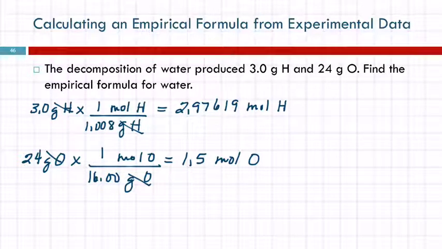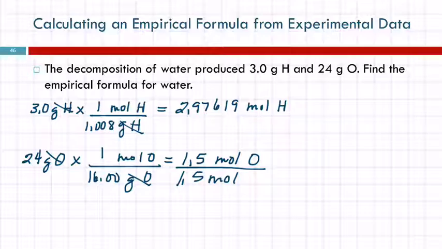Now we want the mole ratio. So what we're going to do is pick the smallest number and divide both of them by the smallest. That way we're going to get numbers that are 1 or larger. We want to get rid of the fractions and the decimals and stuff. So 1.5 is smaller, so I'm going to divide both of them by 1.5 moles of oxygen.